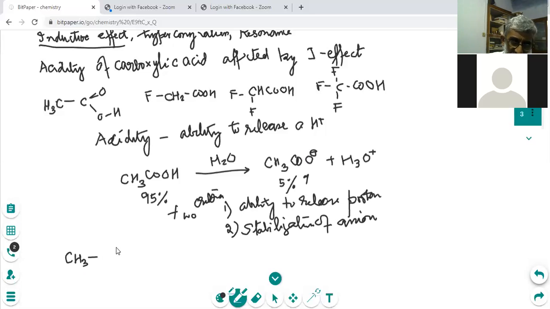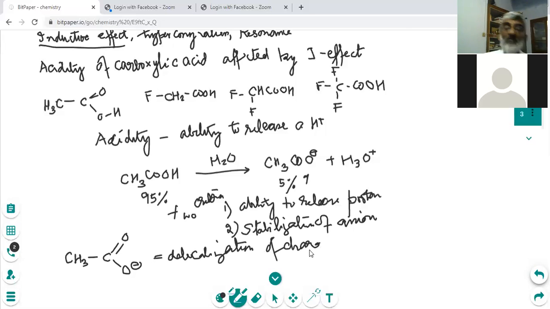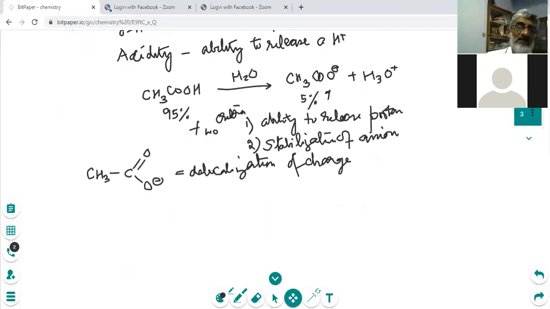CH3COO minus. How will you stabilize this anion? Delocalization of charge. That is the criteria for stability. How can you delocalize the charge? See, on this, there is a lone pair of electrons.